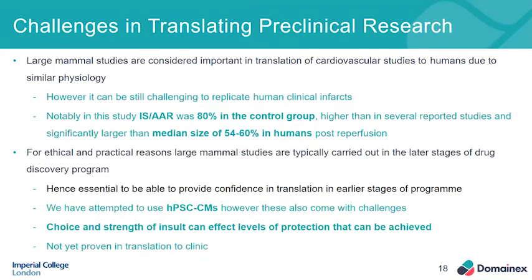The other challenge is trying to get a handle in the early stages of a drug discovery program on whether the compounds are likely to work. For this, we've used human pluripotent stem cell cardiomyocytes, which have been used mostly from the perspective of looking at cardiotoxicity. But again, at the moment, there's no standardized way of looking at this. The choice and strength of insult can affect the level of protection that you can achieve and the potency of your compounds. So these are some of the challenges that have to be worked out if you're looking for cardioprotective agents in the context of myocardial infarction.